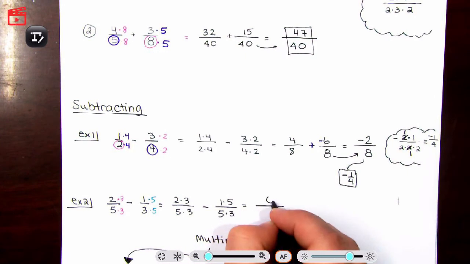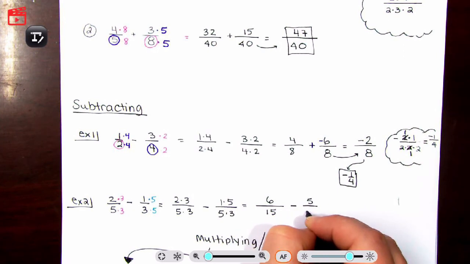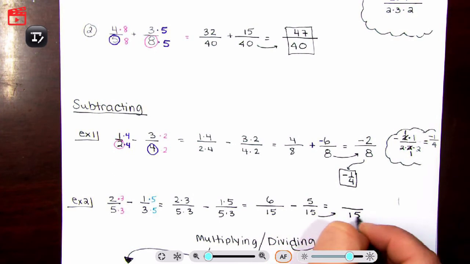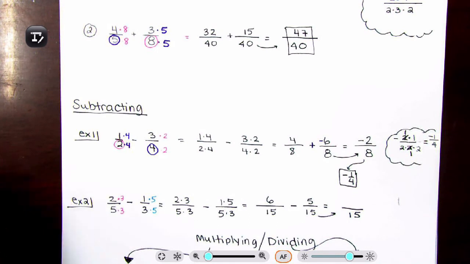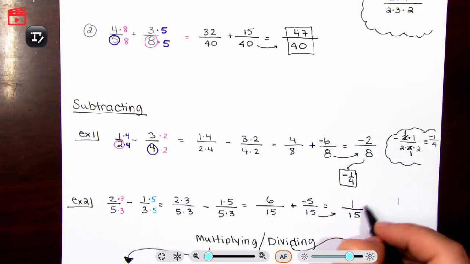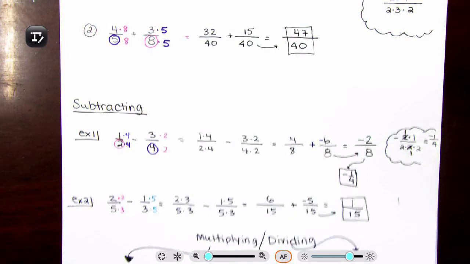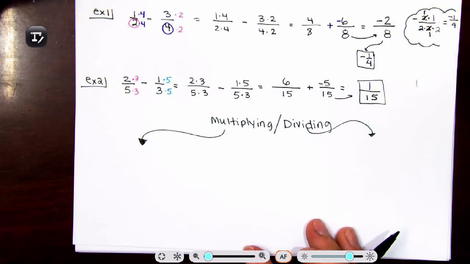2 times 3 is 6, 5 times 3 is 15, minus 1 times 5 is 5, 5 times 3 is 15. Again, bring over the 15, bring over the denominator. 6 take away 5 is 1. Again, you can add a negative, and there's nothing for us to simplify here, so we keep it as 1. Now for the multiplying, dividing, let me shift my paper higher here. Multiplying and dividing.